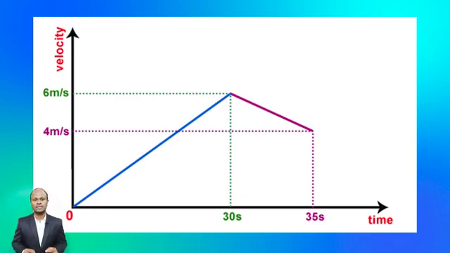In first case, the velocity increases from 0 meter per second to 6 meter per second in 30 seconds. That is when Rahul starts pedaling, and in second case, the velocity decreases from 6 meter per second to 4 meter per second as he applies the brake. In first case, there is acceleration, and in the second case, there is a retardation.